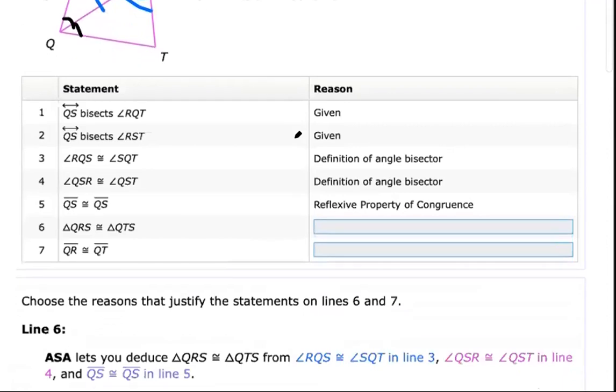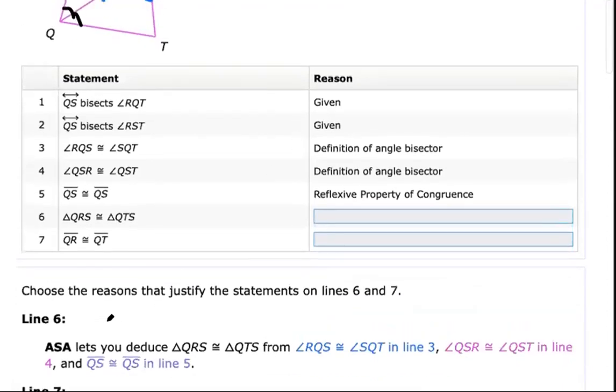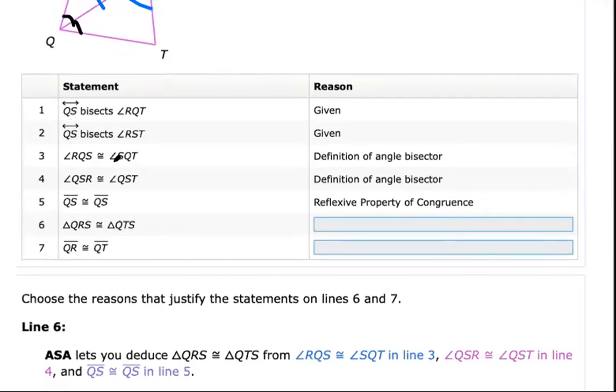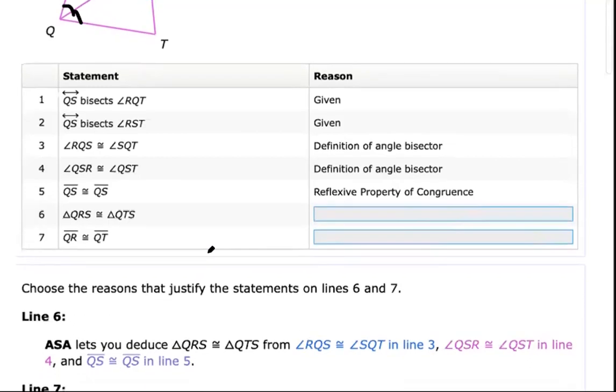All right, so let's look down at that. ASA lets you deduce that QRS is congruent to QTS from line 3 right there. So those two angles are congruent to each other. And then also in line 4, those two angles, and then that line right there. So it's going to be angle, side, angle on that.